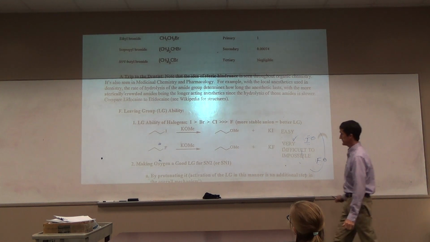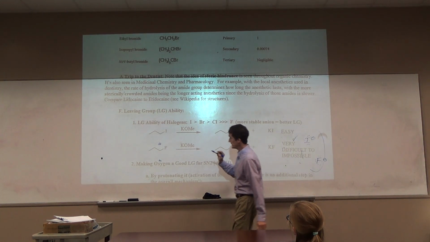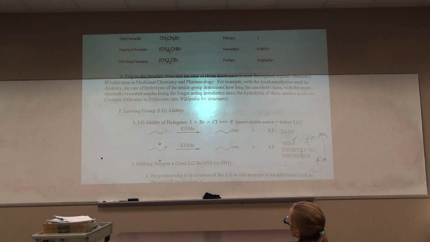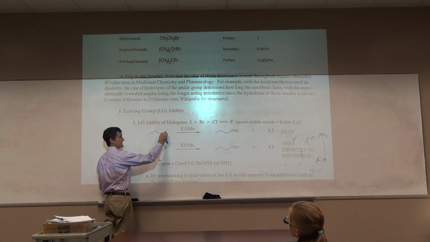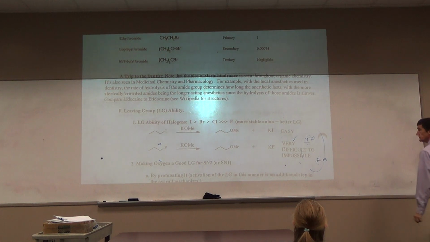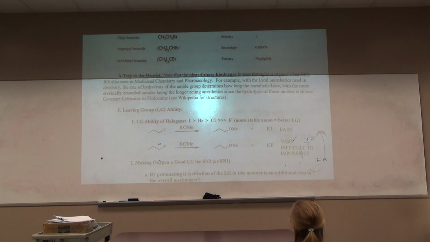Another thing you can look at for what explains this is bond strengths. The CF bond is stronger than the CI bond. So that makes sense. It's easier to break the CI bond because the CI bond's weaker. So you can find the right arguments to support your experimental evidence.